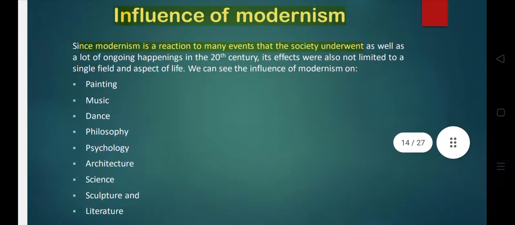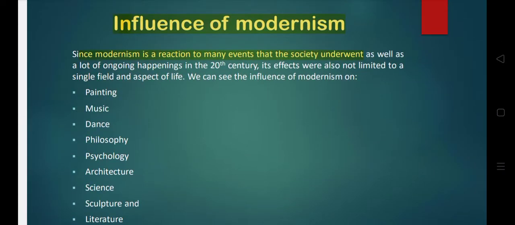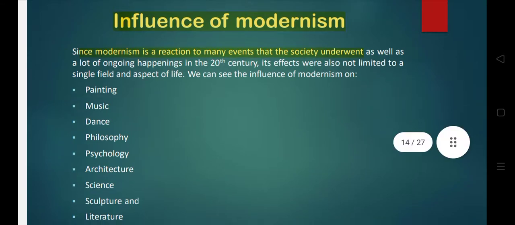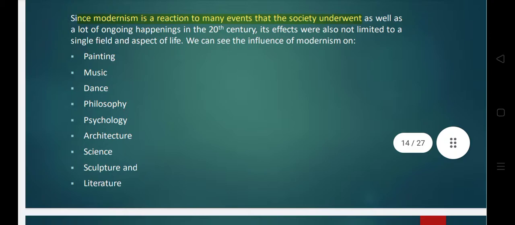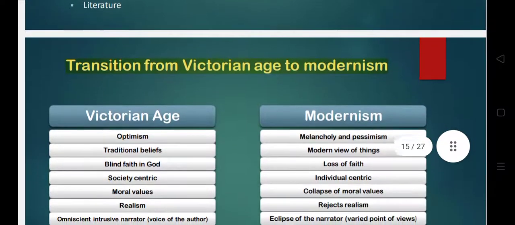And the influence of modernism includes, it's basically this movement is a reaction to many events that this society underwent, as well as a lot of ongoing happenings in the early 20th century. Its effects were not limited to a single field but touched all aspects of life. And we'll see the influence of modernism on painting, architecture, music, dance, philosophy, psychology, science, sculpture, and literature.